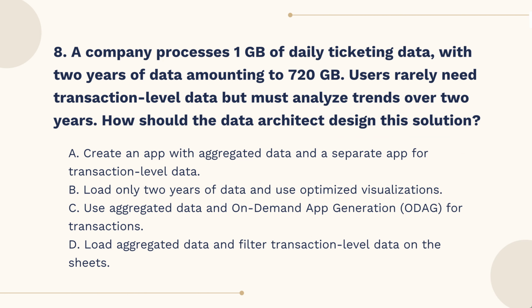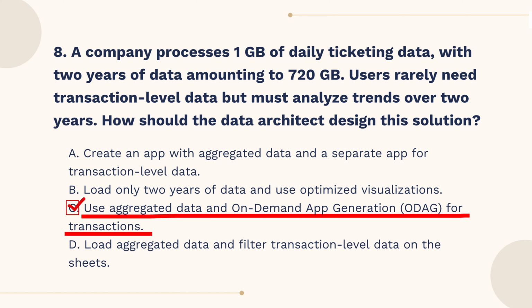So, the correct answer is aggregating data helps you see overall trends, while ODAG allows users to generate transaction-level details only when needed. This makes the app faster while still letting users dig into specific data when they want.